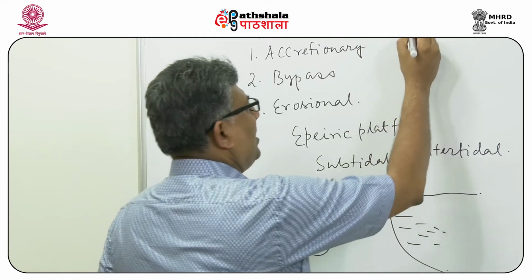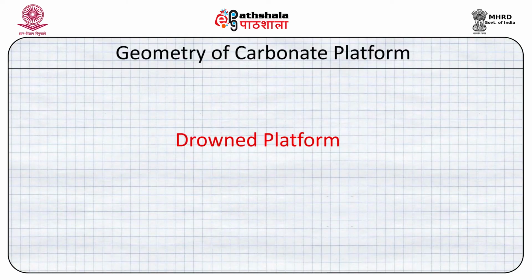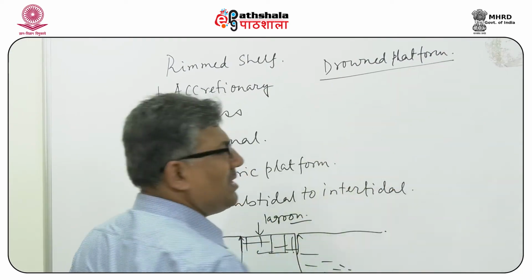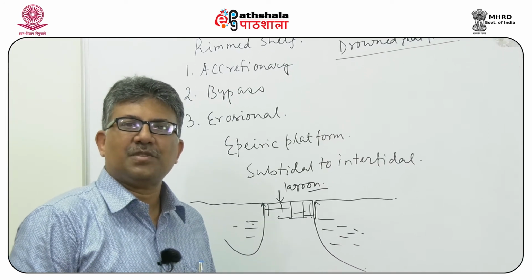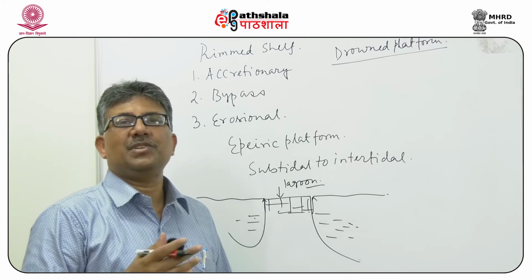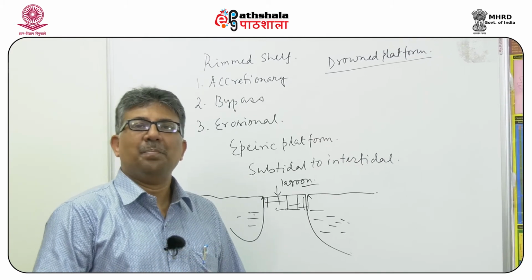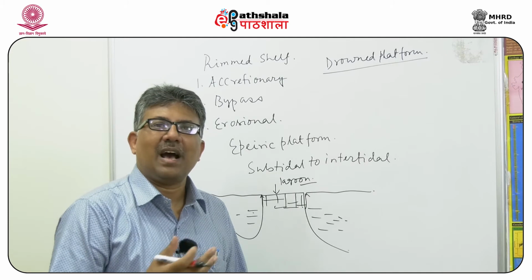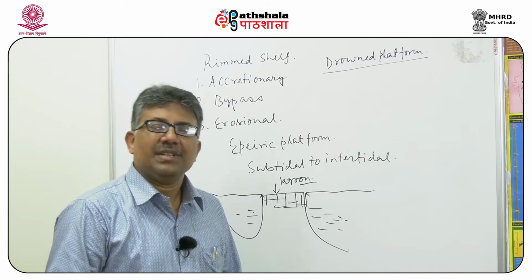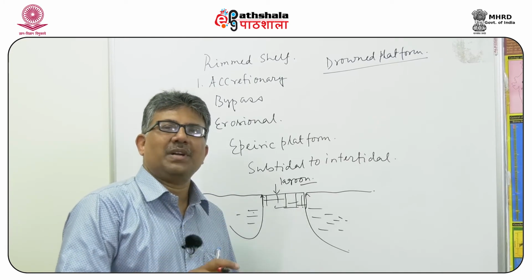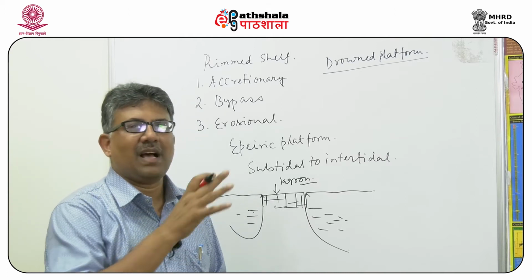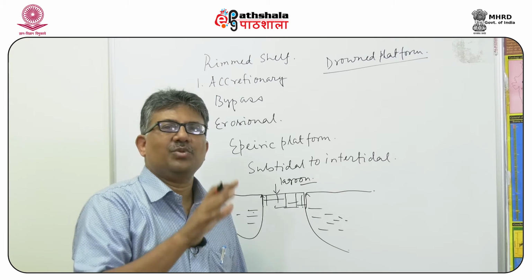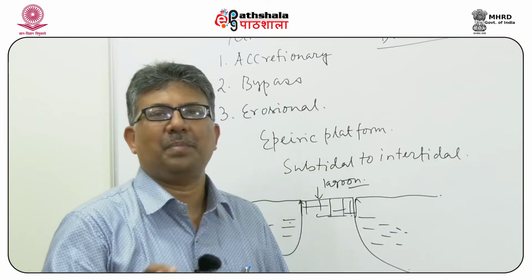Now, coming on to the drowned platform. This happens when the sea level is very high and the entire carbonate platform is flooded, and the relative bathymetry on the platform goes below the photic zone. So, the entire carbonate productivity gets stopped. That kind of platform, where the shallow water carbonate is being buried under deep water facies and carbonate production has stopped, we normally refer to as the drowned carbonate platform.